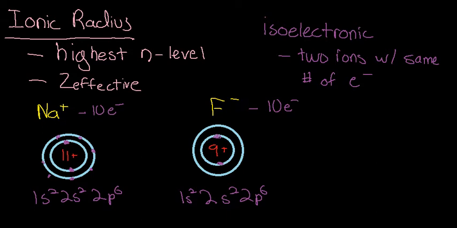1, 2, 3, 4, 5, 6, 7. One more. So these both have 8 valence electrons.